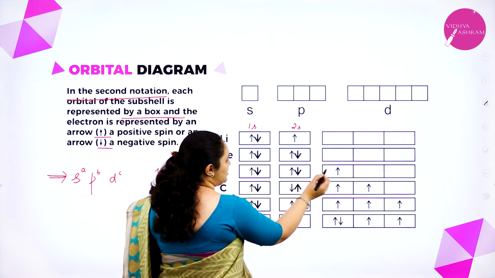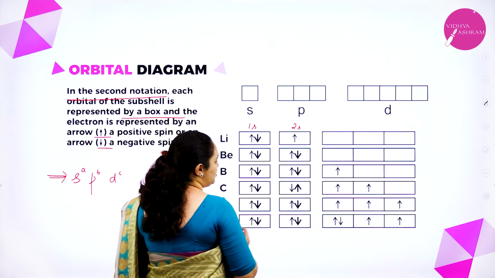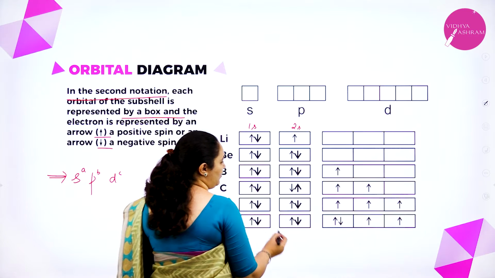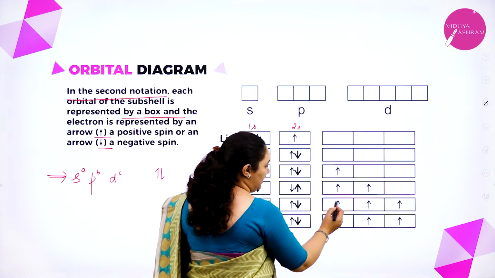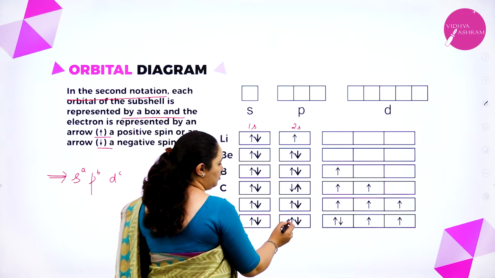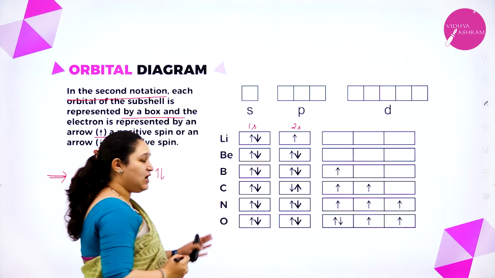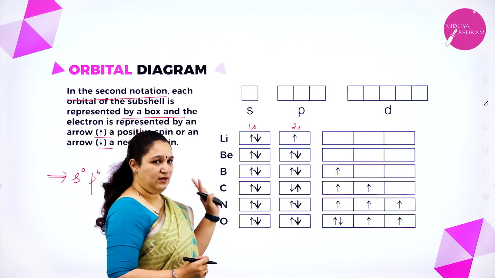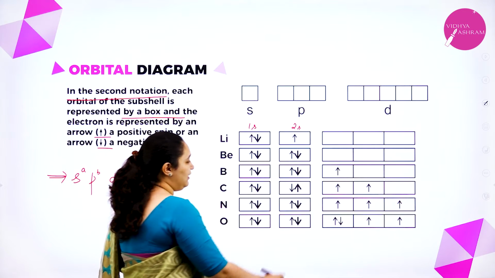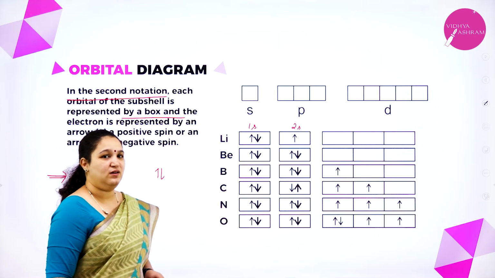So 1s2, 2s2, 2p1. Then carbon 1s2, 2s2, 2p2, atomic number 6. Nitrogen 1s2, 2s2, 2p3: 1, 2, 3. Oxygen atomic number 8: 1s2, 2s2, 2p 1, 2, 3, 4. So it is 2p4. So this is how you can represent it in the orbital diagram also. Now why have I filled up singly here and then it will start pairing up? All of this I'll explain with the rules.